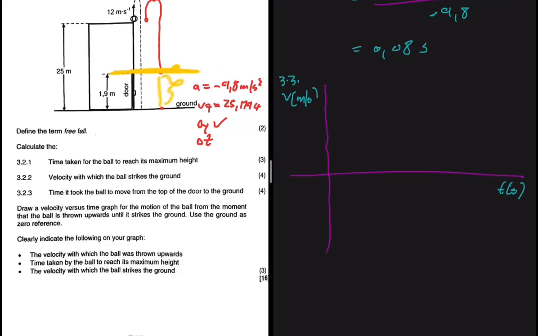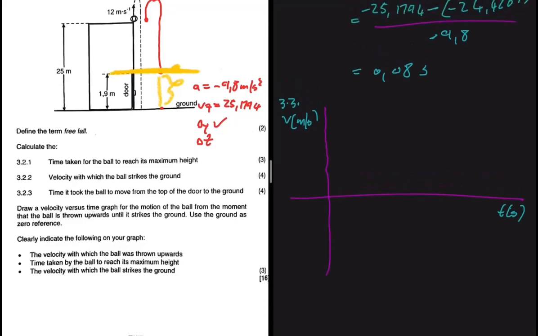And then we must indicate the velocity at which the ball is thrown upwards. It's thrown upwards at 12 meters per second. But let's indicate here that we're taking up as positive still. So here at 12 meters per second, our ball is thrown upwards, right? And then it takes 1.22 seconds to reach the maximum height, at which the velocity is 0, right?